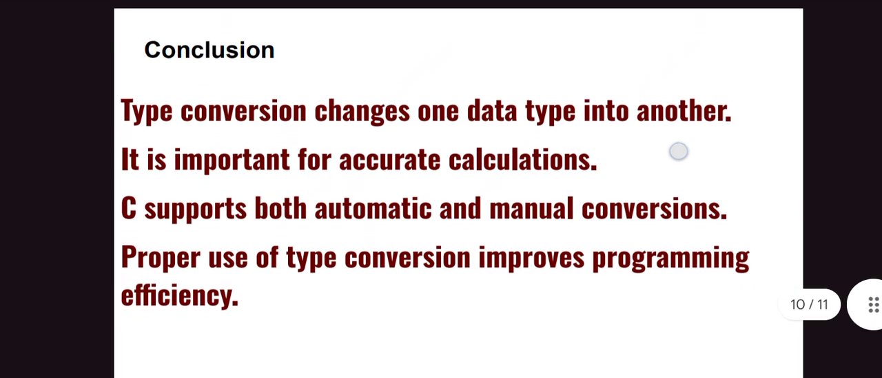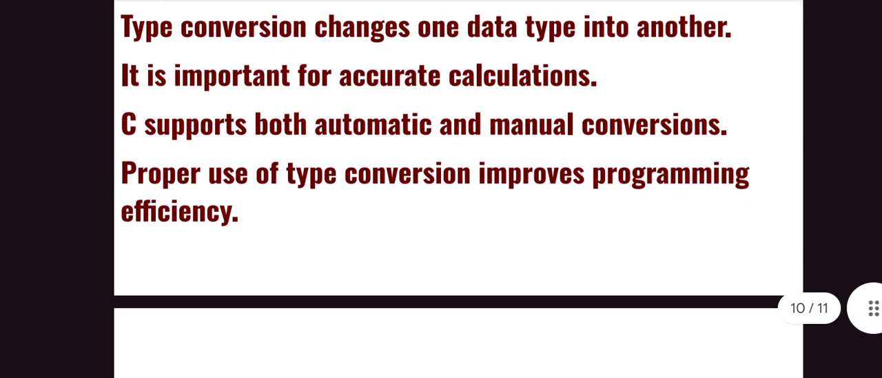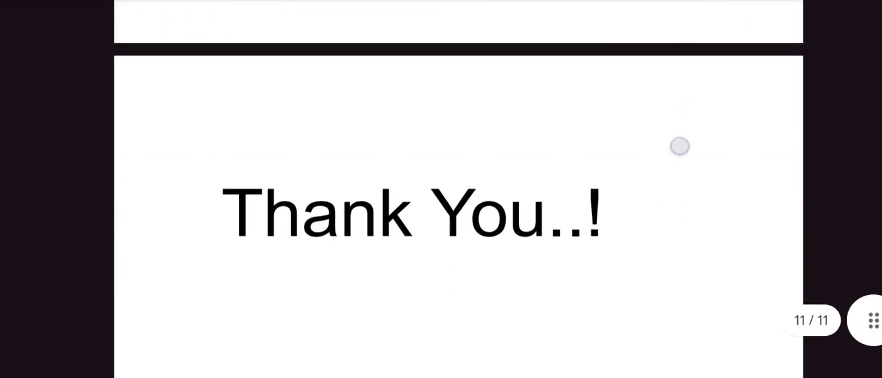So let's conclude. What exactly does type conversion do? Type conversion changes one data type into another. It is important for accurate calculations. C supports both automatic and manual conversion. Proper use of type conversion improves programming efficiency, so to improve our programming efficiency, we use type conversion in C language. So this is all about type conversion.